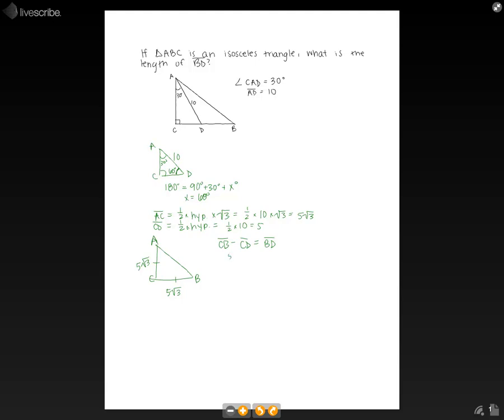So we had CB as 5 square root of 3, and we're going to subtract our CD, which was 5, to get our BD. Now we can't subtract these because one is multiplied by a square root. So we can plug the square root into our calculator to simplify it to get 1.732, still multiplied by 5, minus 5, equals our BD. If you multiply that by 5, that's 8.66 minus 5. And then 8.66 minus 5 is 3.66 equals BD.